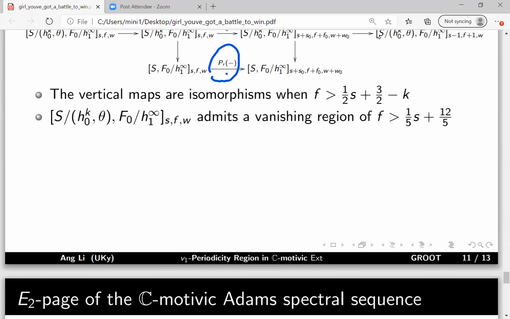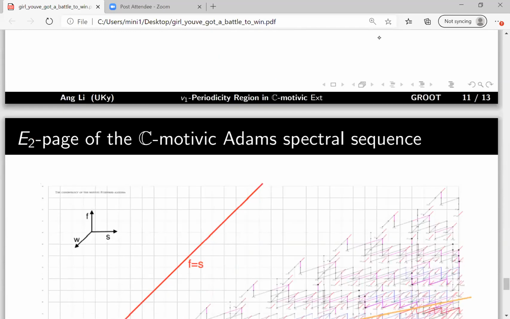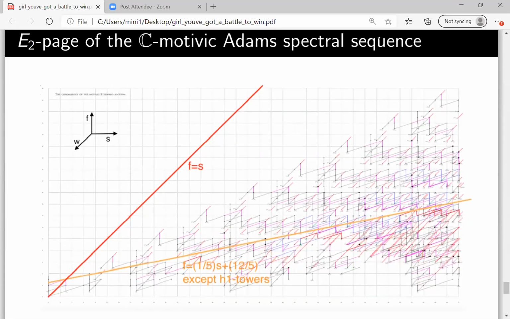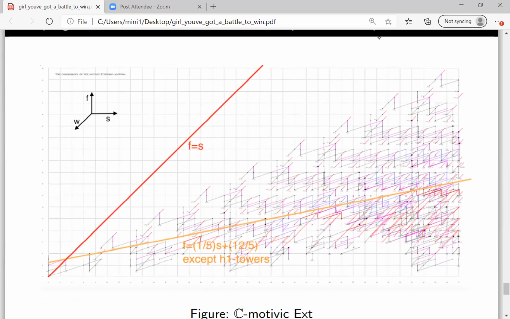Well, not quite, because remember we have thrown away all those H1 towers, so we can't get a full result. So we need to add some modifications. So this yellow line stays the same as the classical one, except for those H1 towers. And this is the result.